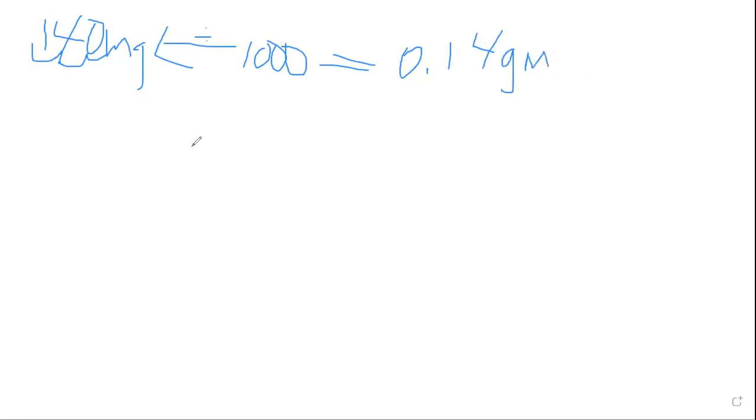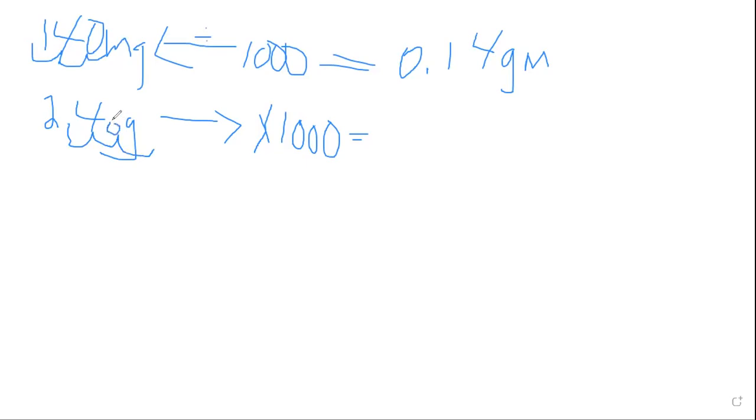Okay. The next one was 2.4 grams to milligrams. So we're going this way, right? So we're multiplying times 1,000, or you could have moved that decimal. 1, 2, 3. All right, so that should give you 2,400 milligrams.